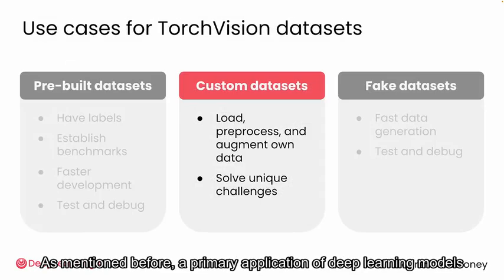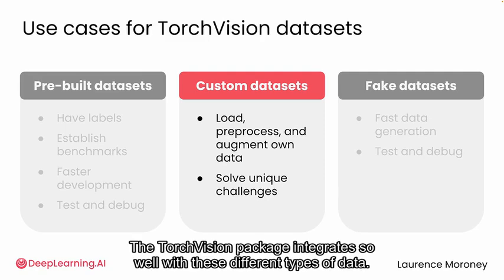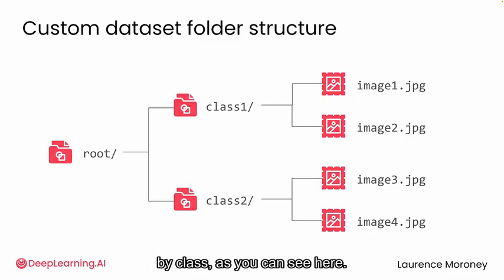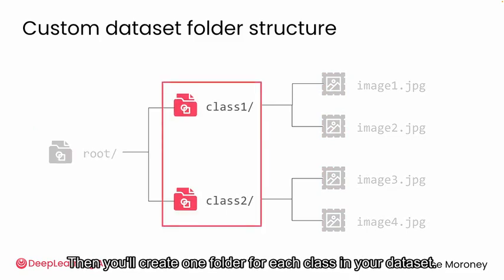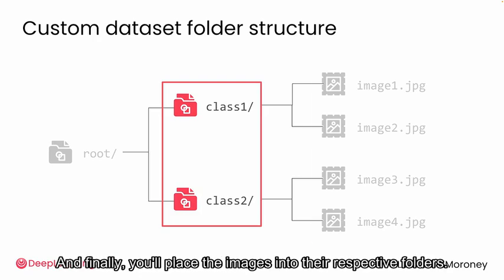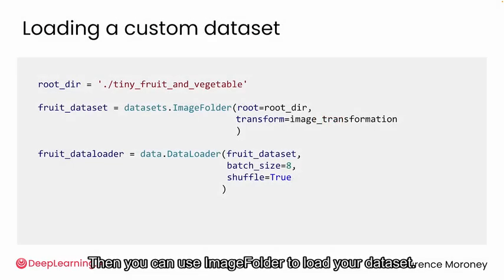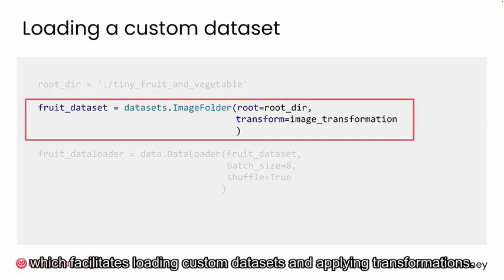As mentioned before, a primary application of deep learning models is to work with custom datasets. The Torch Vision package integrates so well with these different types of data. Before loading a custom dataset, make sure that your data is organized in folders by class, as you can see here. And you're going to start with the main root folder. Then you'll create one folder for each class in your dataset. And finally, you'll place the images into their respective folders. Then you can use image folder to load your dataset. This is a generic data loader that infers class labels from folder names, which facilitates loading custom datasets and applying transformations.